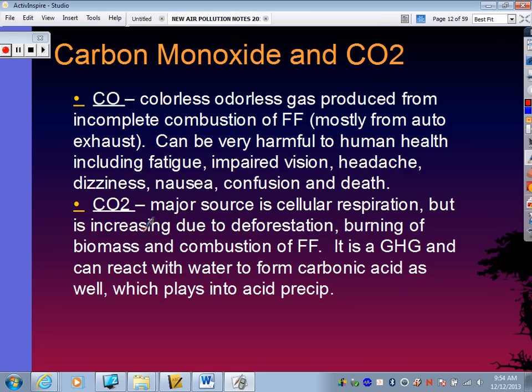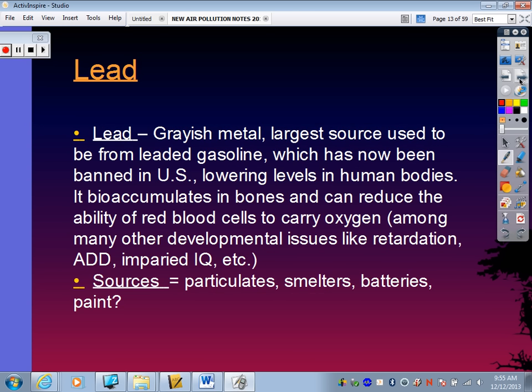CO2, carbon dioxide. We'll come back and talk about this much more with climate change, but it says here a major source is cellular respiration, which is a natural process, but it is increasing due to deforestation, the burning of forests, and combustion of fossil fuels. We know it is a greenhouse gas. It can also react with water to form a type of acid called carbonic acid, which would be a player in the acid rain issue.